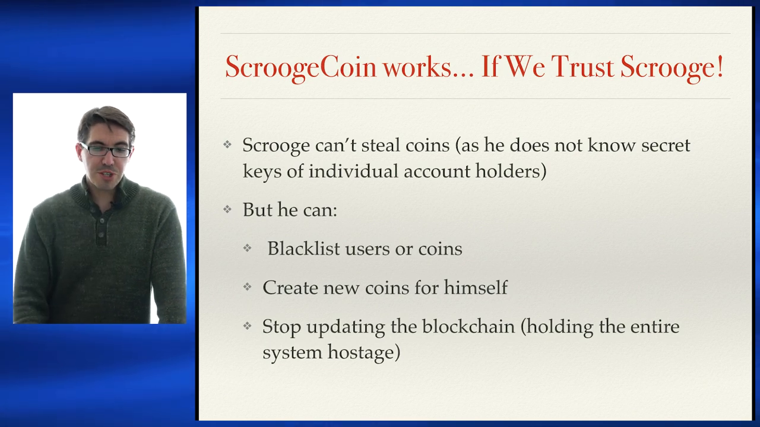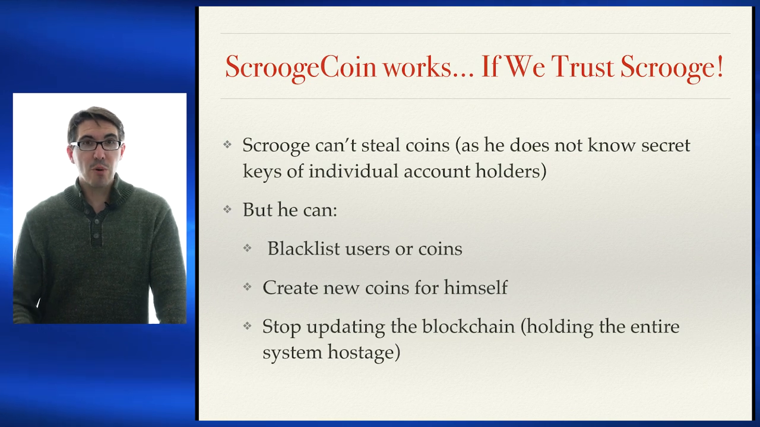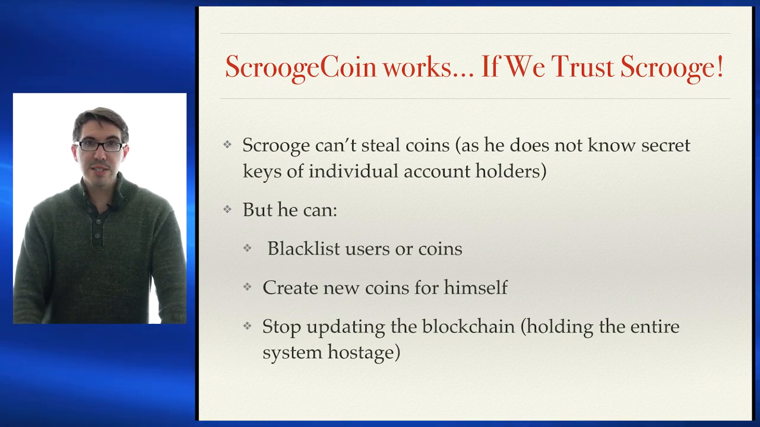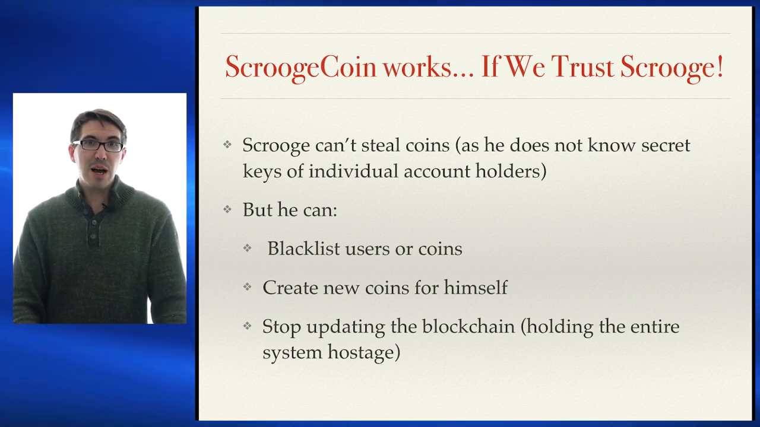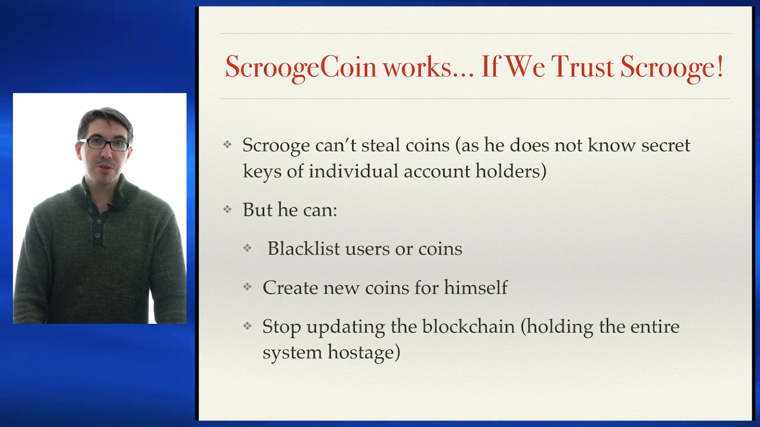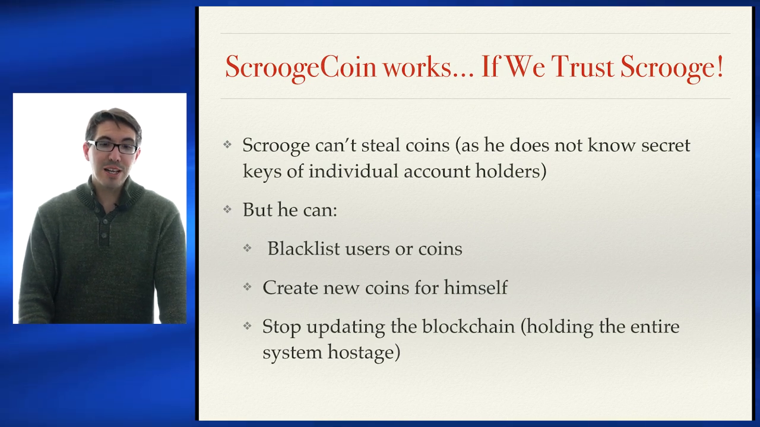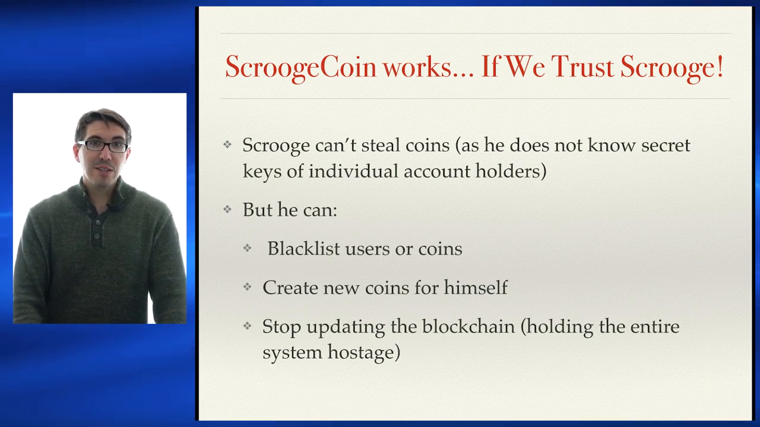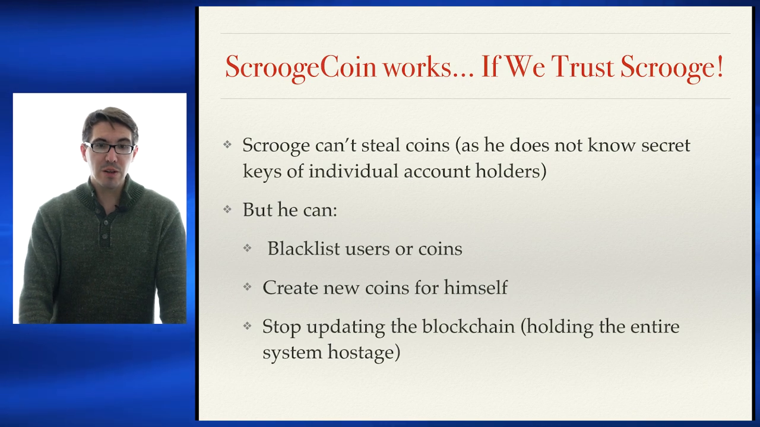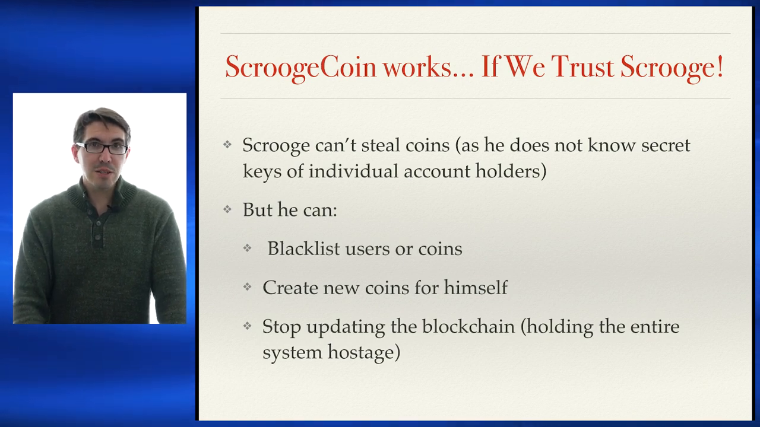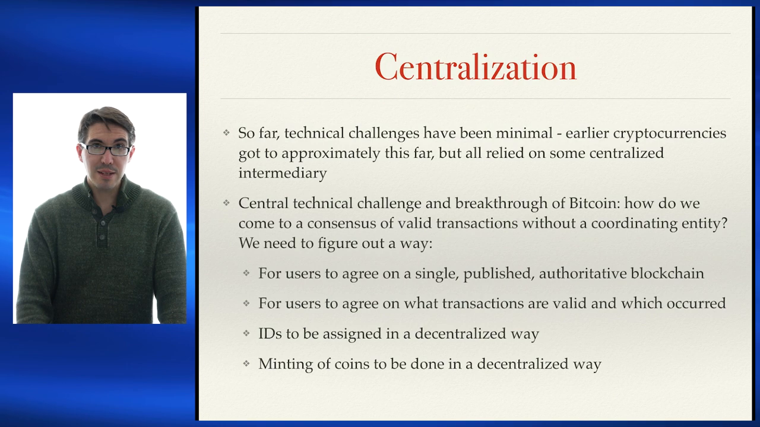Scrooge can stop updating the blockchain. He could say, I've gotten bored of this. Or he'll say, if you don't give me $1,000, I'm just going to stop using this and all of your Scrooge coins will be worthless. So he can hold the entire system hostage. So we can see there are a lot of problems with having a centralized blockchain by having Scrooge be the one in charge of all of this. We are giving a lot of trust and a lot of power in Scrooge's hands.